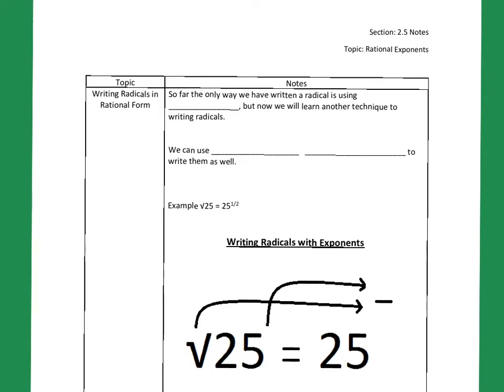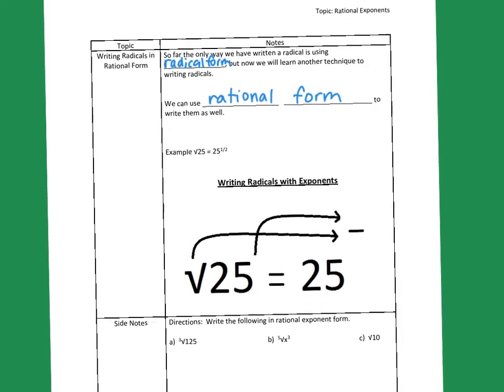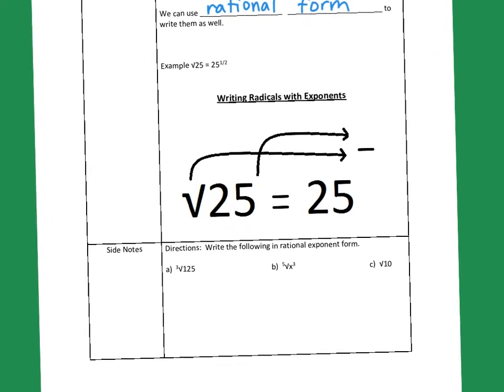So this section is on rational exponents. So far the only way we've written a radical is using just that radical form, right? Yes. Okay, but we can also write them in rational form. Rational form. What's a rational? Is another word of saying like a fraction or a portion. Yeah, good. So when you think rational form, think just like a portion or a fraction of something.